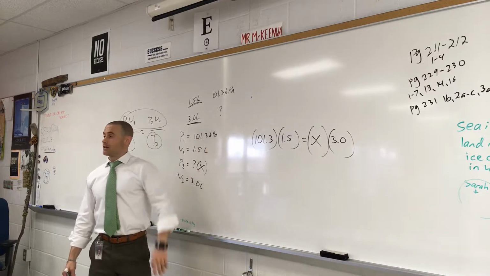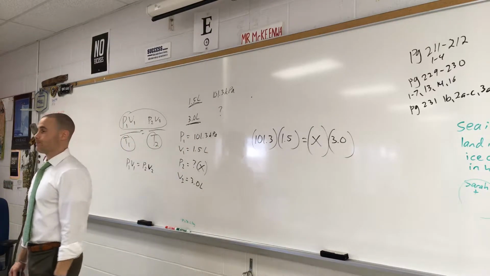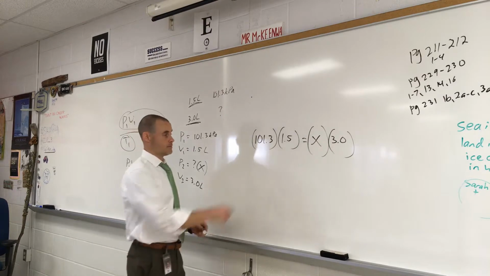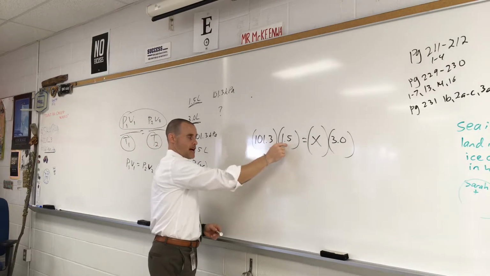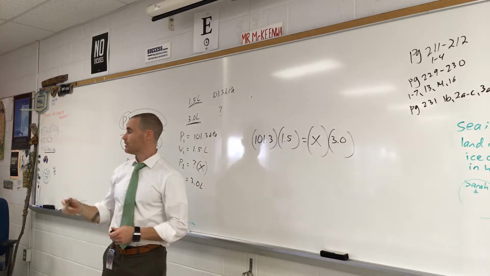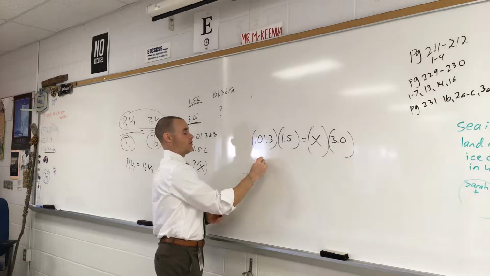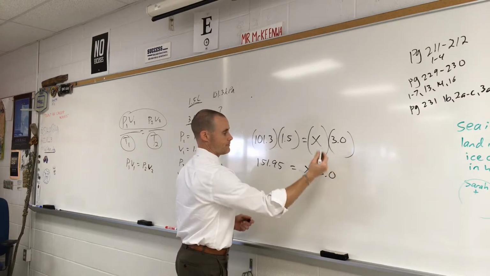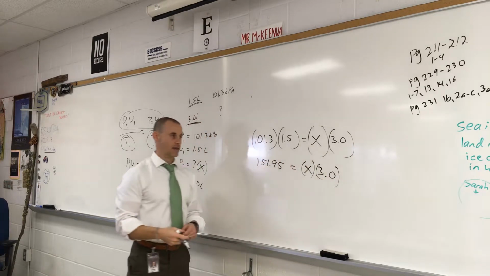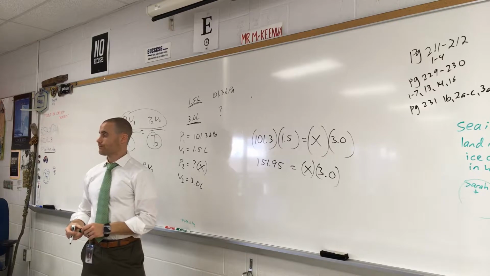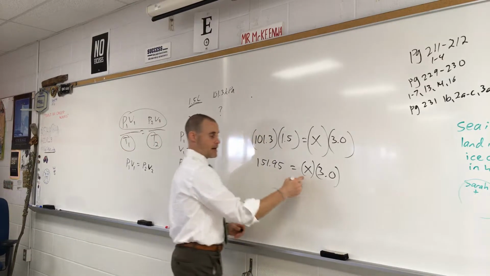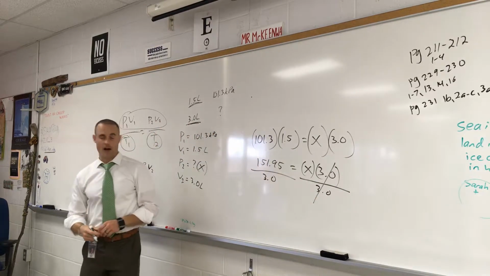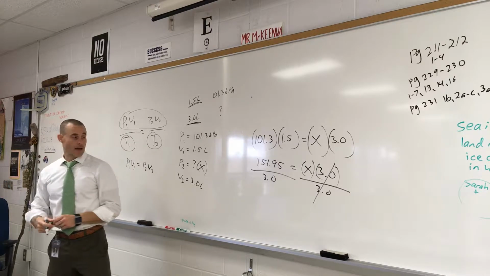All right, how do we solve for X? Again, we're going to go nice and slow in this first example. What do we do? You have to multiply first. Multiply the parentheses. Which ones? You have to multiply the 101.3 times 1.5. Someone do that and tell me what that number is. 151.95, equals X times 3, so that's the same as 3X. So now what do we do? Now you divide by 3 to get the X by itself. Divide by 3.0, that cancels out. Now we divide 151.95 divided by 3. 50.65.